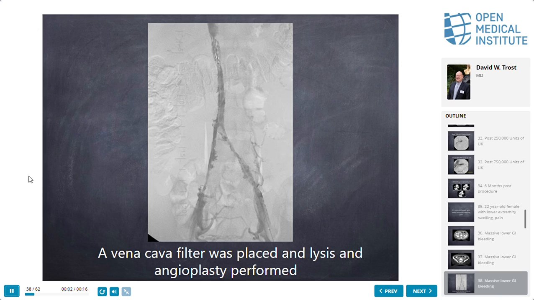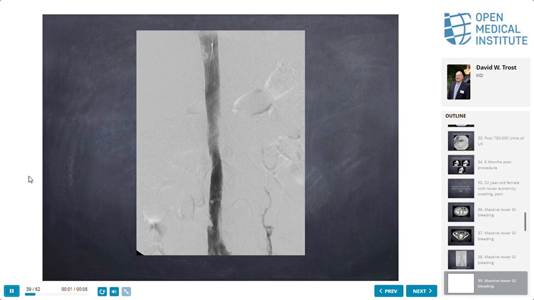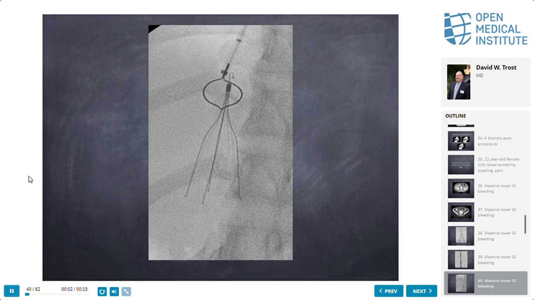Anyway, she's miserable. Her legs are swollen. What are you going to do? Well, you have to go in and recannulate the vessels and thrombolyse them. We put in a vena cava filter initially and did lysis. And afterwards, most of it was gone. There's the filter at the top. And then we took the filter out, and she did very well.